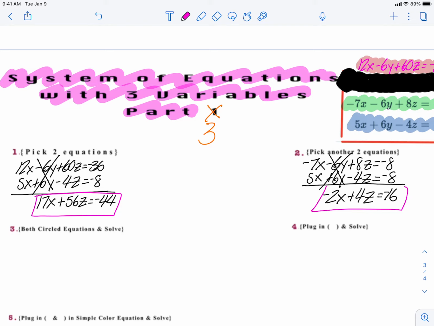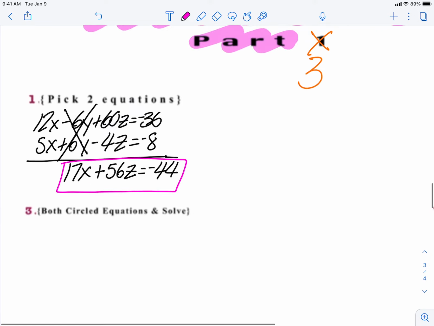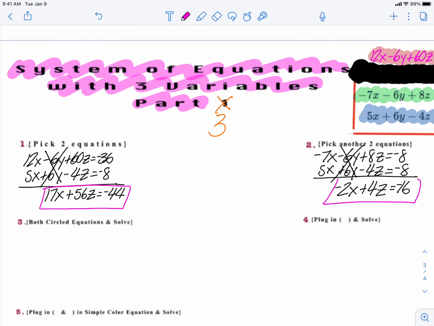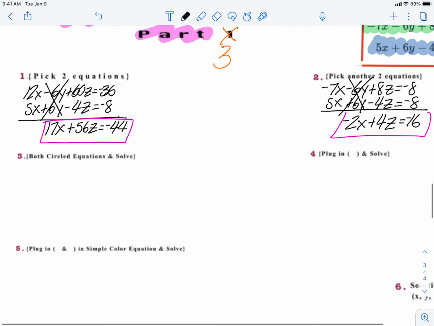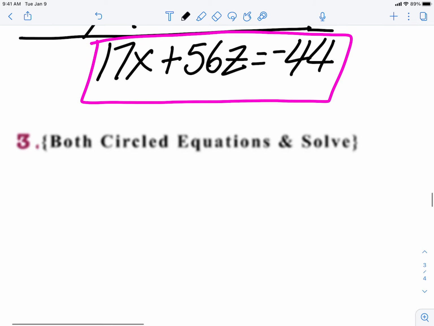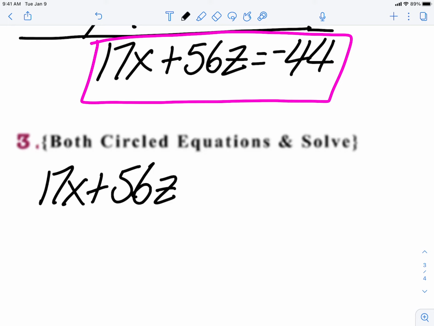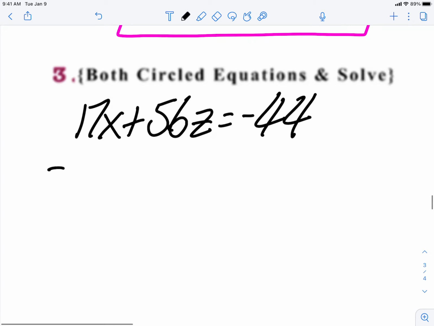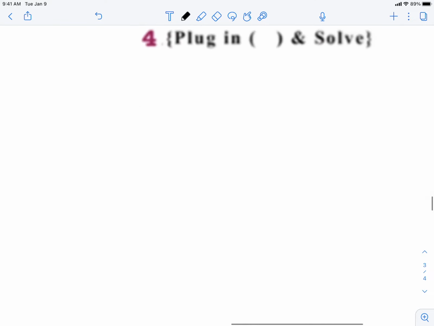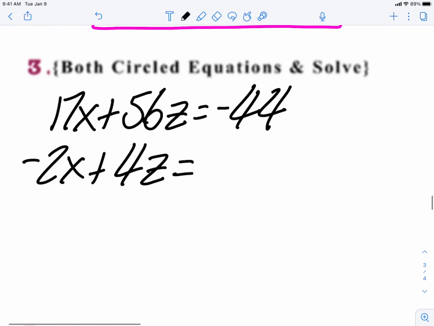So step 3 says take both circled equations, in this case, both pink equations, and write them down right over here. So I'm going to write down 17x plus 56z is equal to negative 44, and negative 2x plus 4z equals negative 16.